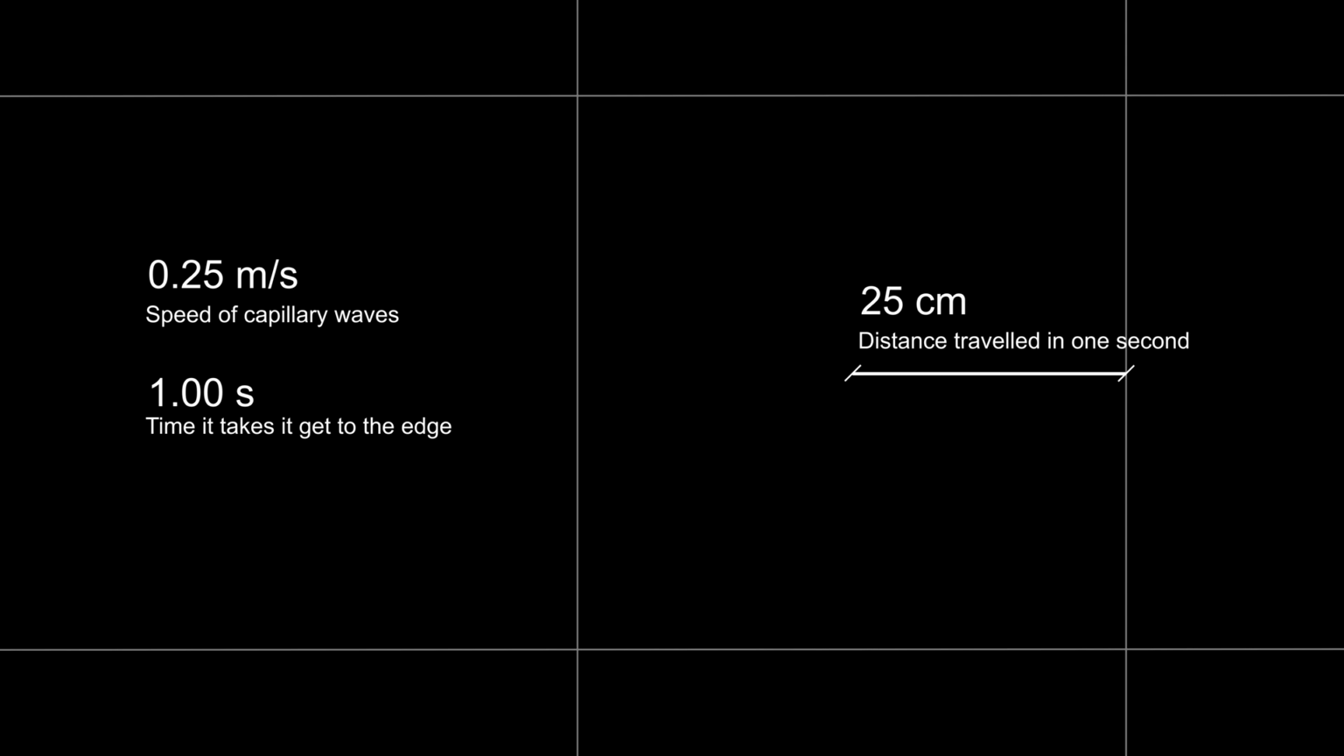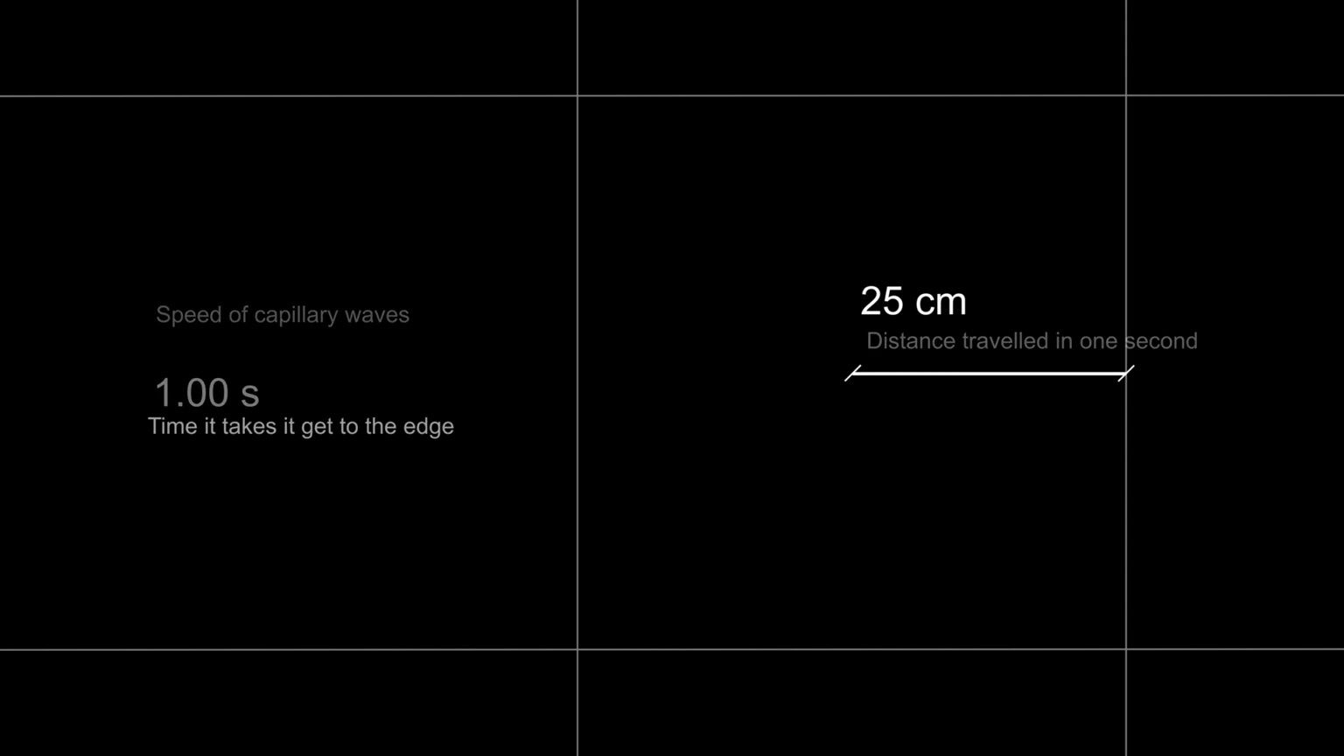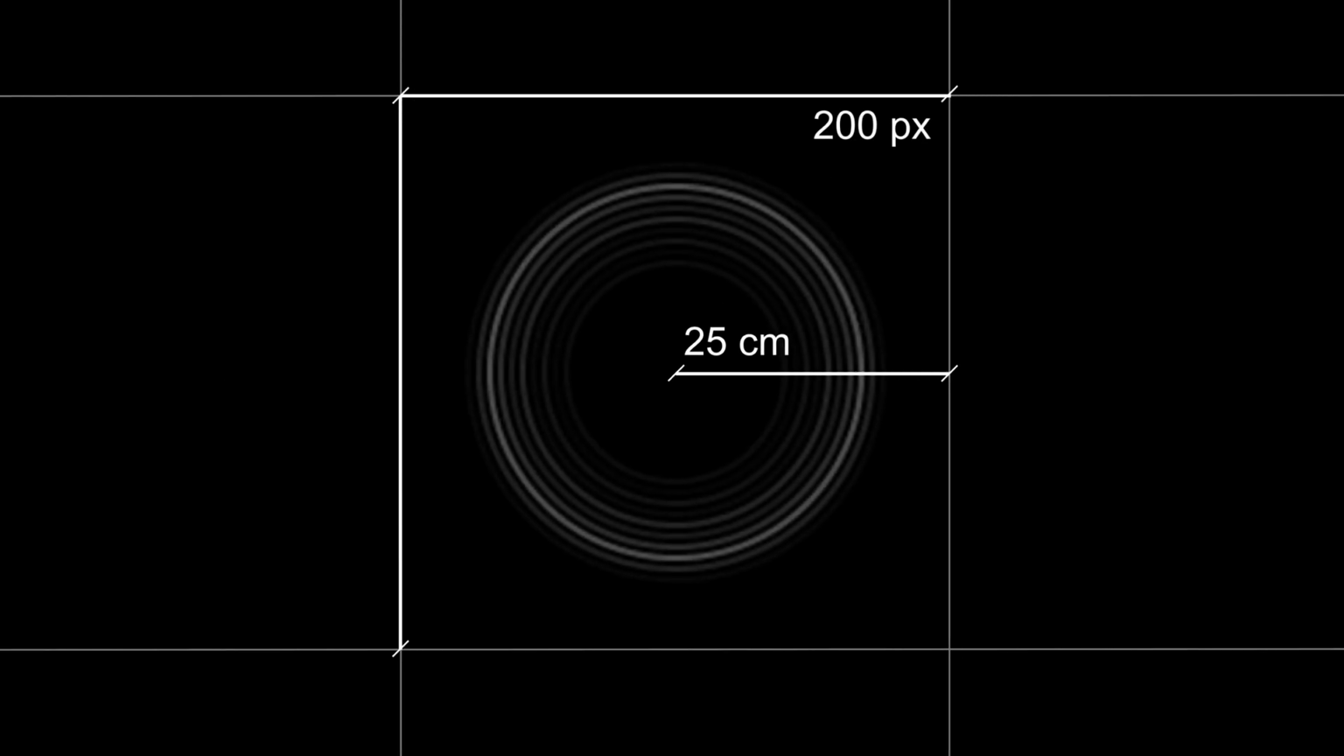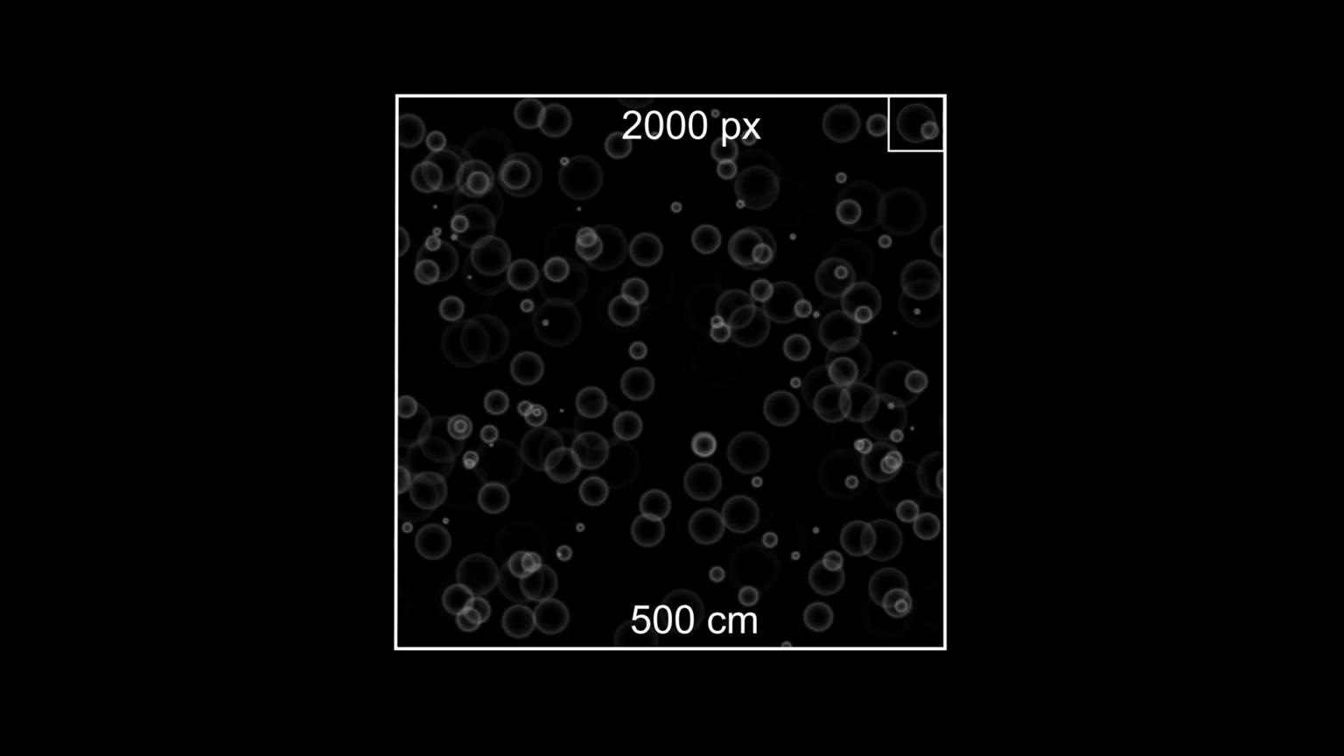Capillary waves travel at about 0.25 meters per second. In our composition, each ripple takes exactly 1 second to reach the edge. Therefore, it traveled 25 centimeters. So the real world size of this 200 pixel composition should be 50 centimeters, and the size of the 2000 pixel new composition should be 5 meters.